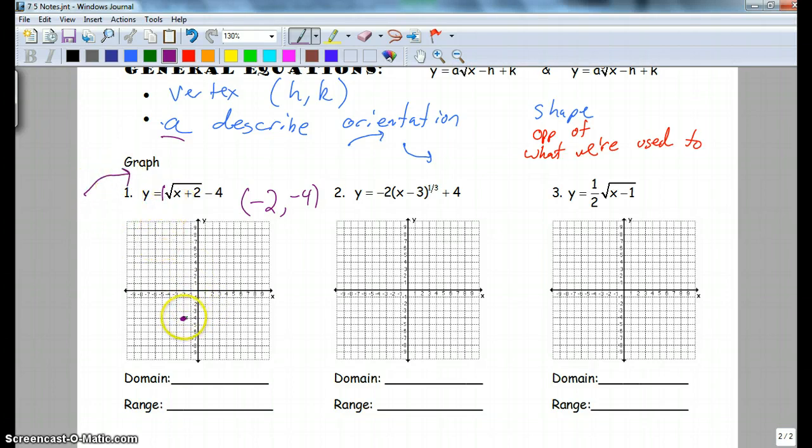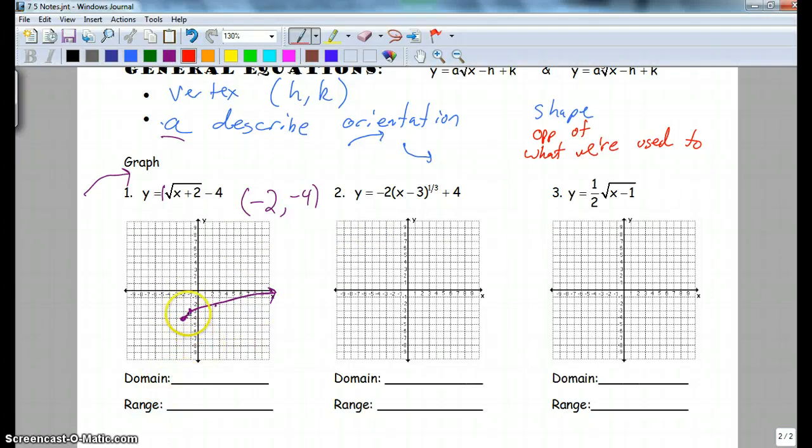Now, because a is 1, we're going to go up 1, right 1, and then we're going to draw a curve through it like this. All I need are these 2 points for square roots. Okay? And that's the general shape of a square root function.